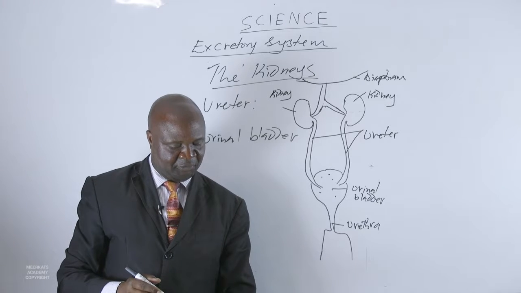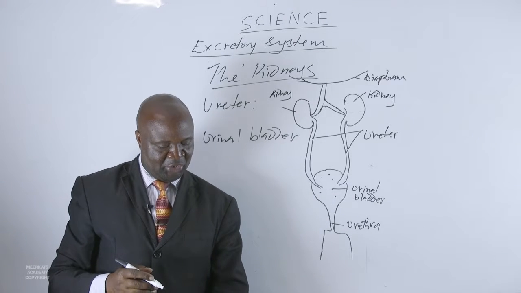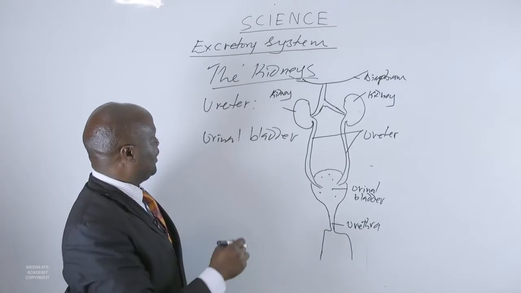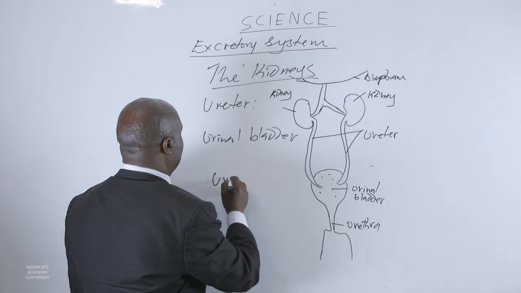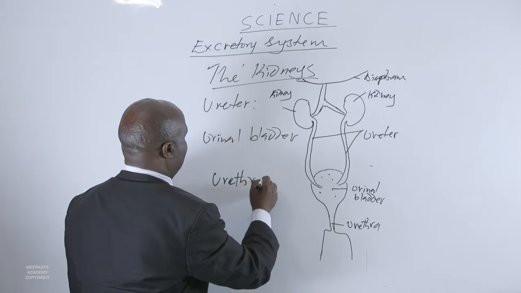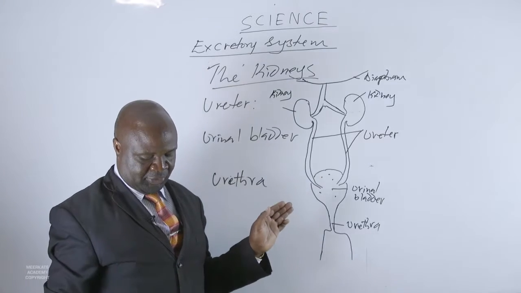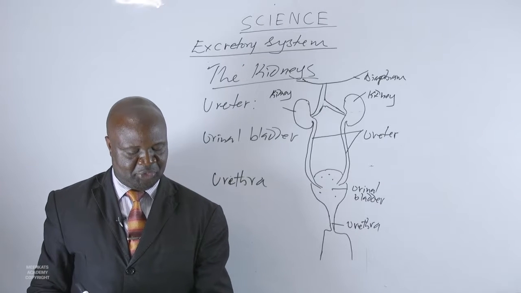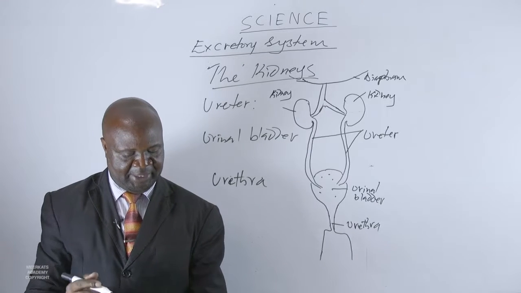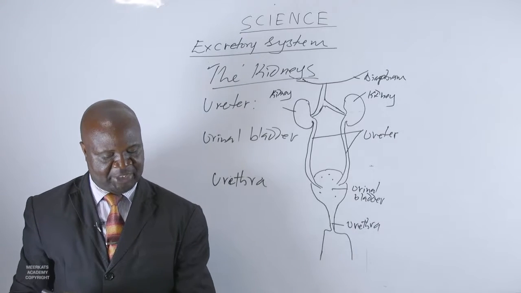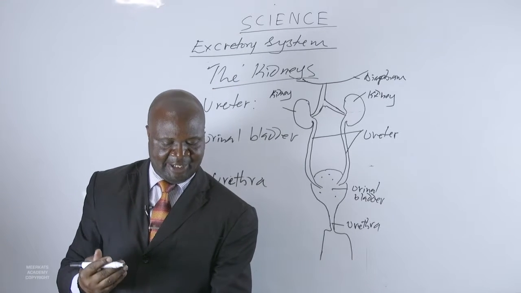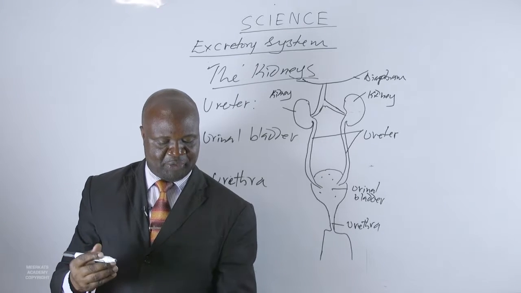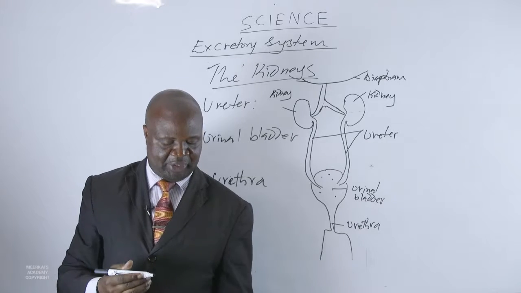When the urinal bladder is full, it contracts and urine is passed through the urethra. Then from the urinal bladder, we have the urethra. What does the urethra do? We are saying this. It's a tube that carries urine to outside through the penis in males, and in females, it opens on the upper part of the vagina. And we have what we call the contractile muscles that will control the opening and closing of the urethra.